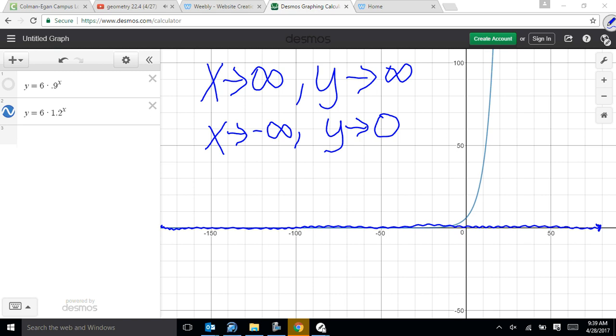So it's approaching 0. And then where is this line at? What would be the equation for this line? It's horizontal. Y equals 0.